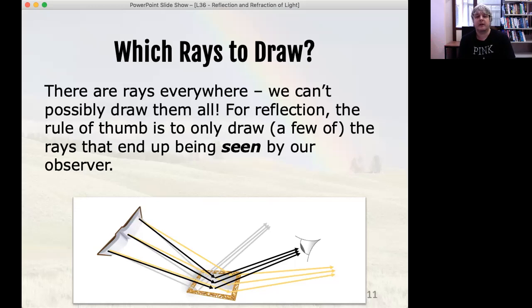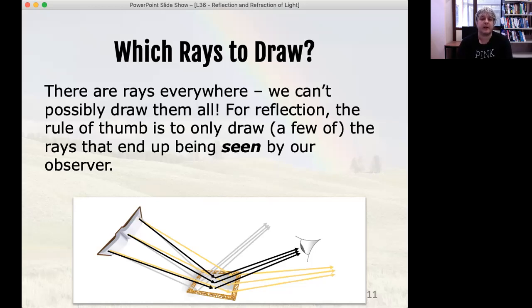That's not useful. You can see I've added a couple of extra rays here. I've added an extra grey set and an extra yellow set just to indicate some of the other possibilities. In reality, there'd be a lot more rays than that. There would be essentially infinite rays coming off the book and bouncing off the mirror, but that's not useful for us. So what we tend to do is we choose a few of the rays that are seen by our hypothetical observer. I've drawn a little eye to represent the observer.